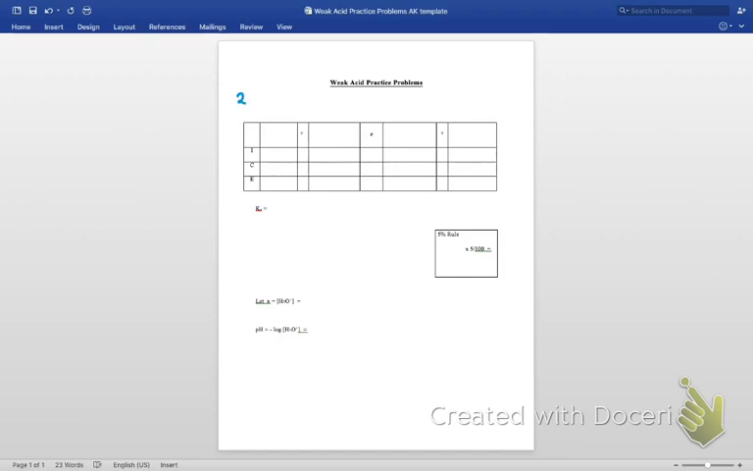Question number 2 tells us that Ka for acetic acid is 1.75 times 10 to the negative 5. And they want to know the hydrogen ion concentration and the pH of 0.10 molar acetic acid.